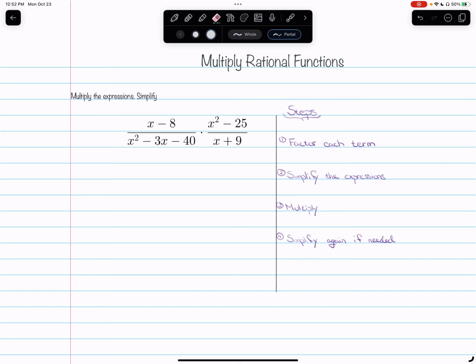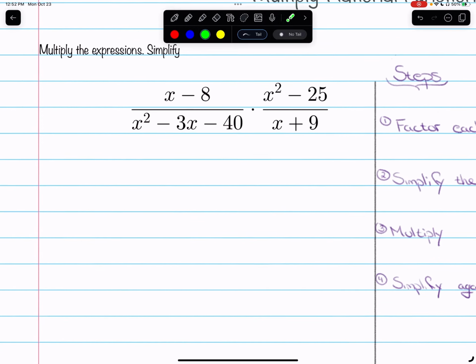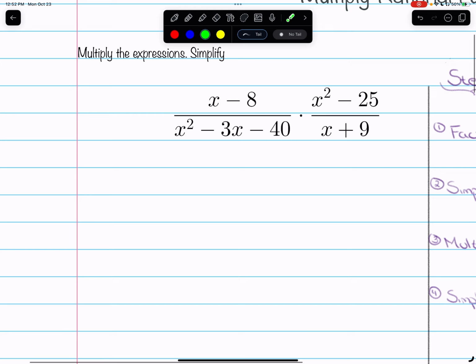Today we are looking at multiplying rational functions, okay? We're going to zoom in and see what we got. Remember that the steps are always going to be on this right-hand side, and then I'll number them as I do the work on the left, okay? So we're going to break this down.